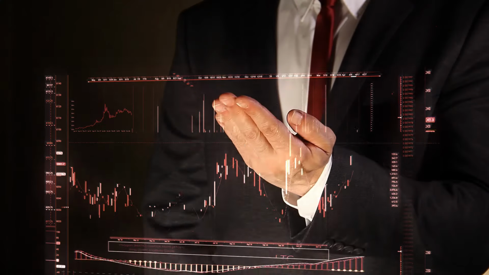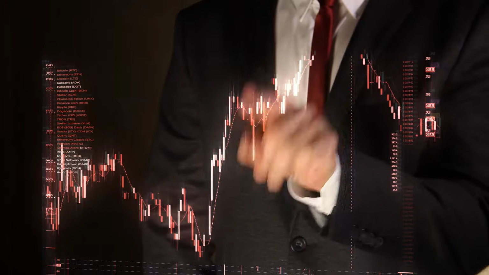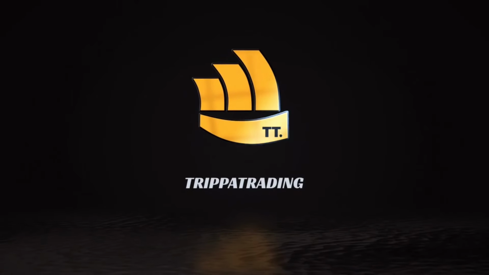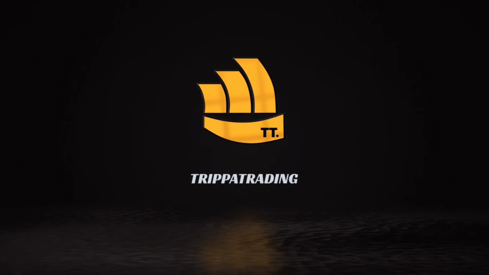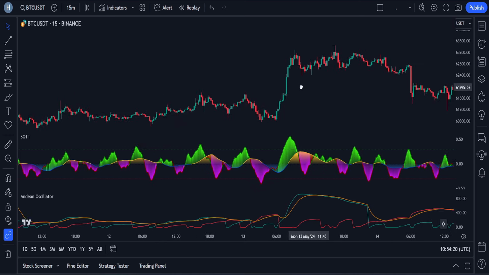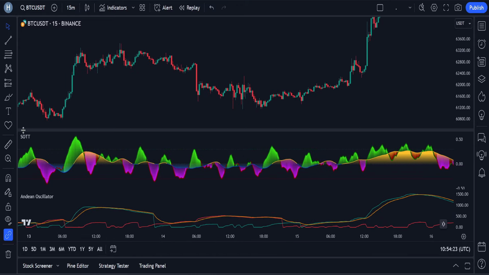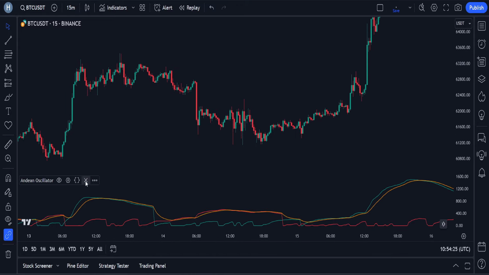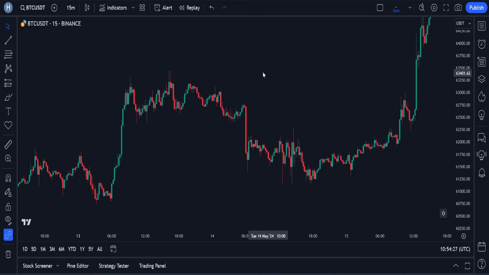So without wasting any time, let's open our Tradingview chart. So I'm in Tradingview, and this is what our chart is going to look like when we're done setting up our indicators. I'll quickly remove these from the chart so I can explain their settings from the beginning. I'm going to be using a Bitcoin chart to explain this strategy.